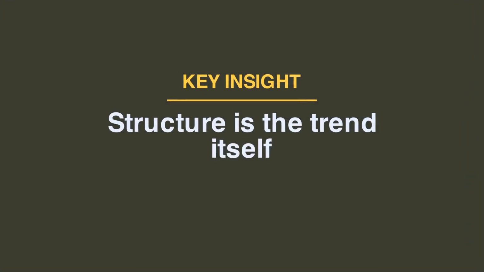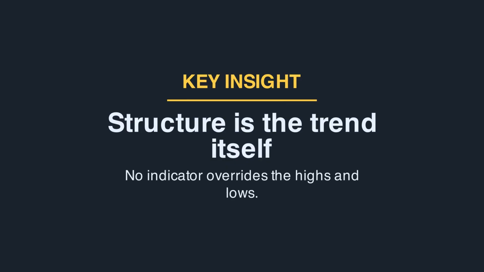Here's the principle that keeps you out of trouble. Structure is the trend itself. It's not a lagging signal, it's the ground truth. An oscillator can say oversold, a moving average can curl up, but if price is still making lower highs and lower lows, the trend is down. When an indicator disagrees with structure, structure wins. Always trade in the direction the highs and lows are pointing.